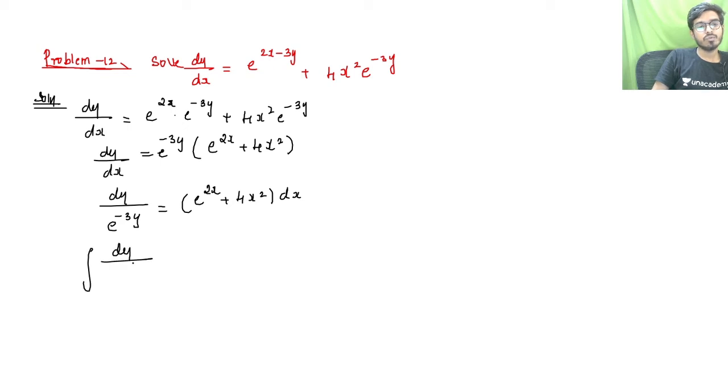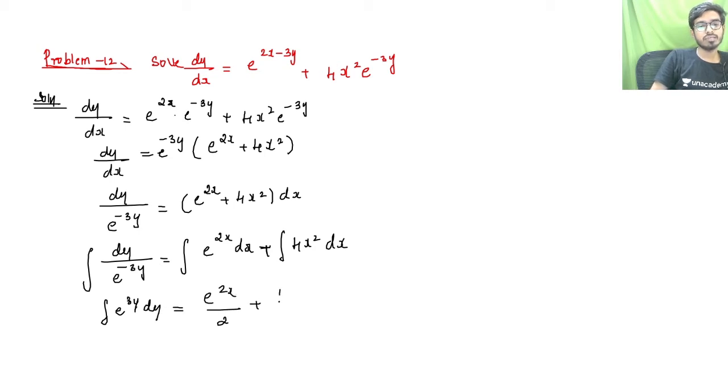So integral dy divided by e power minus 3y is equal to integral e power 2x dx plus integral 4x square dx. So this will be integral e power 3y dy. This will be e power 2x by 2 plus integral 4x cube by 3. We will add some constant c. So this is e power 3y by 3, and here we will have e power 2x by 2, and here you will have 4x cube by 3 plus c.